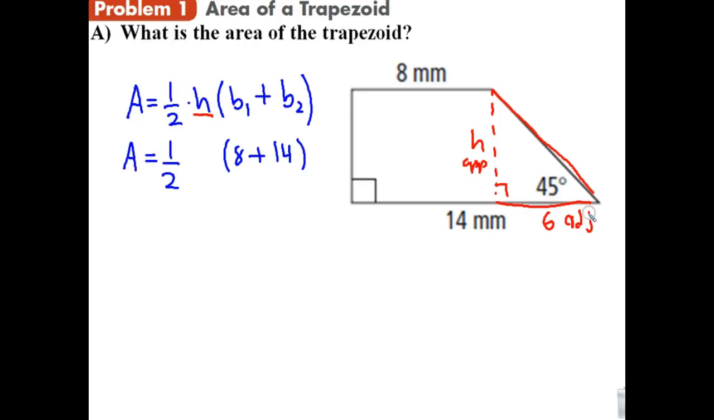I know the adjacent. I can always use an angle and one side of a right triangle to solve for the other side using trigonometry. Opposite and adjacent, that's my tangent ratio. We know that the tangent of an angle A is equal to the opposite side over the adjacent side. Filling that in, we could say that tangent of 45 degrees is equal to opposite, which is the h, over the adjacent 6.